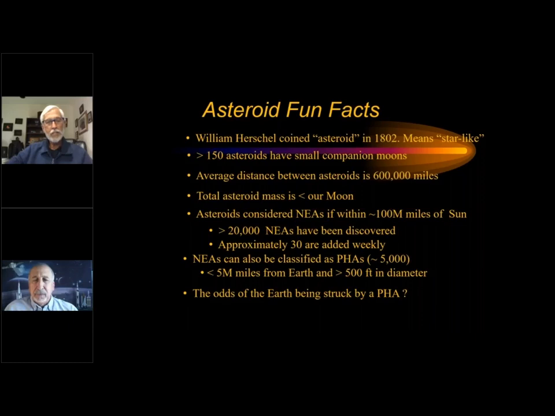The average distance is more than I think you might imagine. The average distance between asteroids is about 600,000 miles. So on TV and movies, when spaceships are dodging asteroids left and right, that's really sort of a fictional depiction. They're very, very far apart. In fact, if you take all of the asteroids and condense them into a ball, their total mass would be less than the mass of our moon.